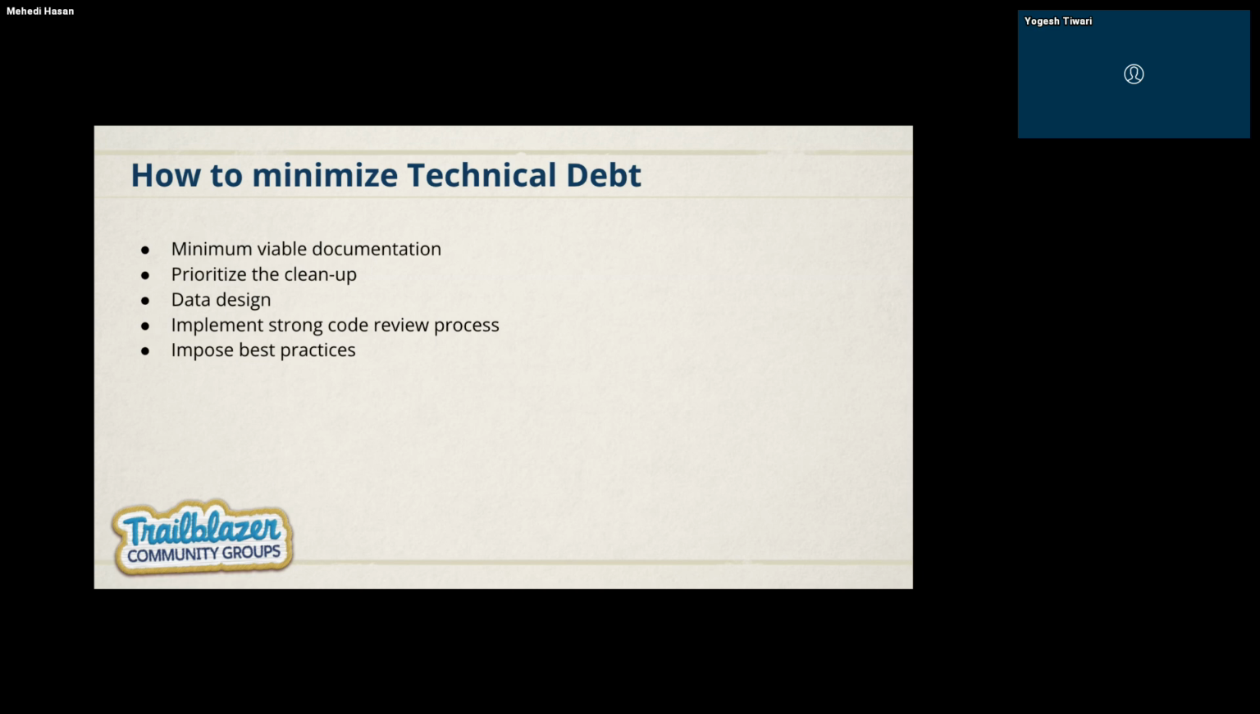Because the developer sometimes may hurry and miss something, or they may intentionally take some shortcuts to do the implementation, which will introduce technical debt. But if the code review process is strong, the reviewer can catch the issue, give feedback to the junior developer, and fix the technical debt beforehand.